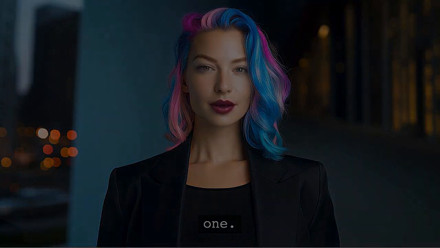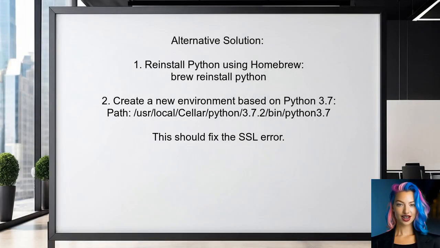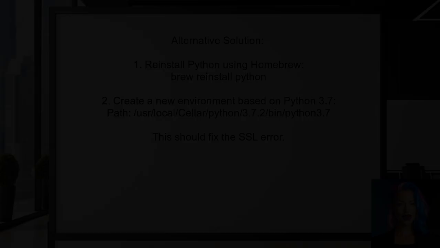Let's explore another one. One user shared an alternative solution for the SSL error on macOS. They suggest reinstalling Python using Homebrew to upgrade to Python 3.7. After that, create a new environment based on this version. This approach should resolve the issue.